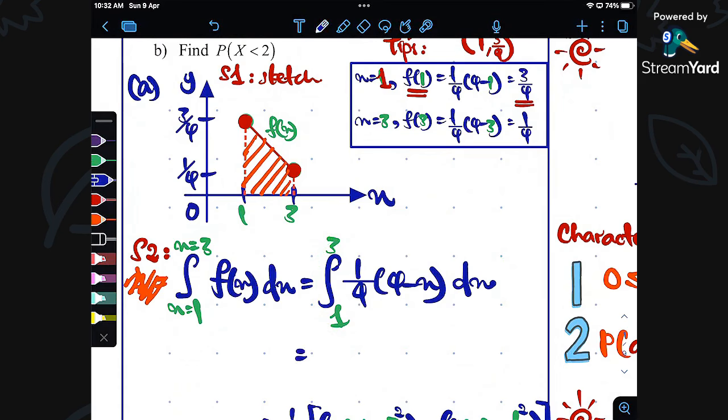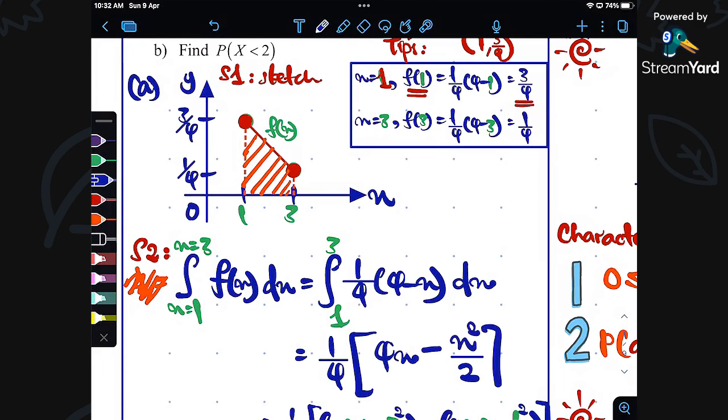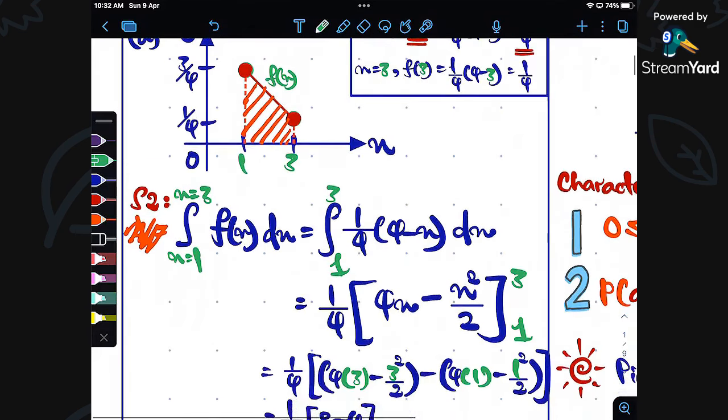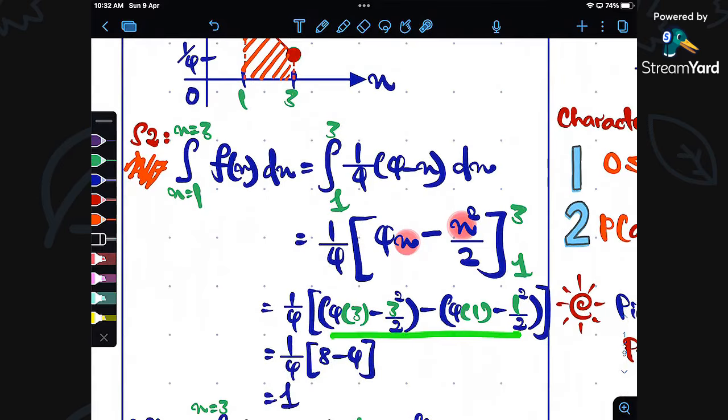Okay, and so what should we do? We need to integrate it. So I bring 1 over 4 outside, and then I start to integrate. Integrate 4 will get 4x minus integrate x will give me x squared over 2. Close bracket, and then don't forget to put your limit 1 until 3. And then sub in the limit into the x here. And here we go. I solved it and I got 1.